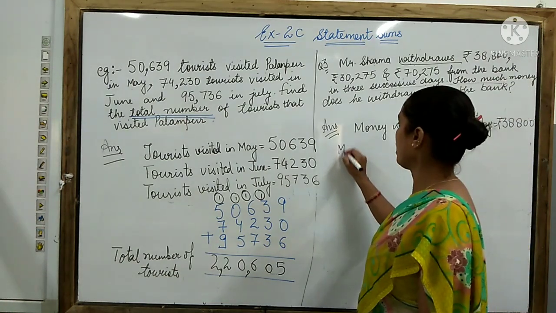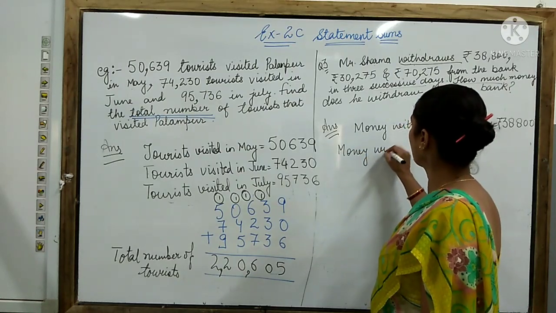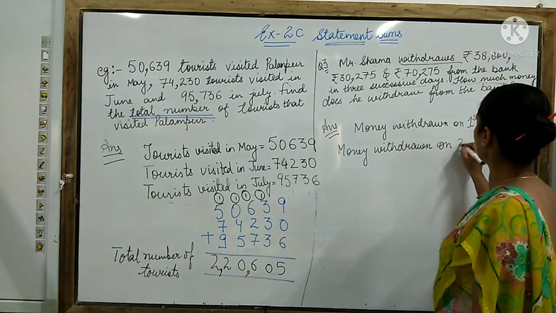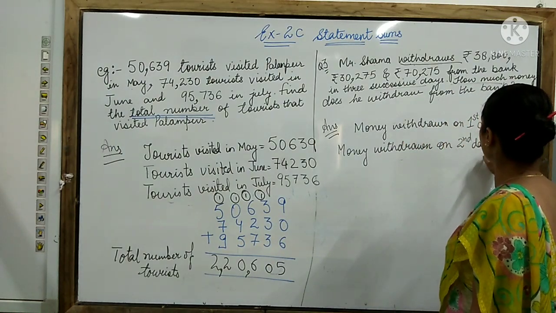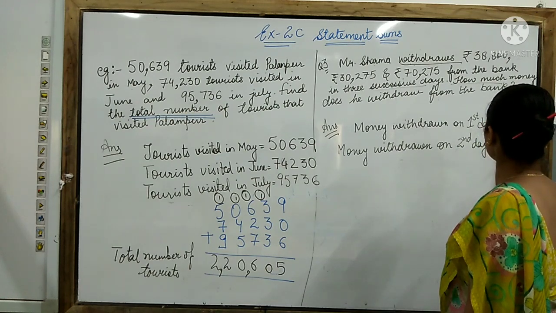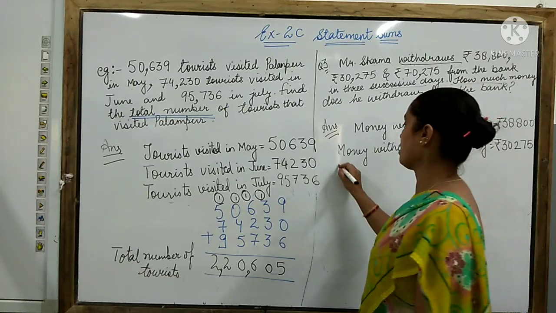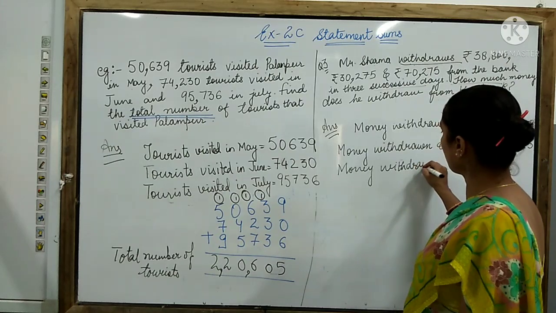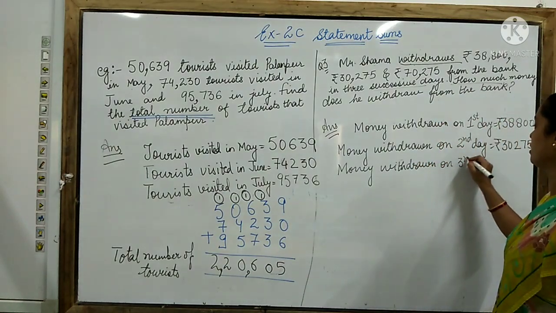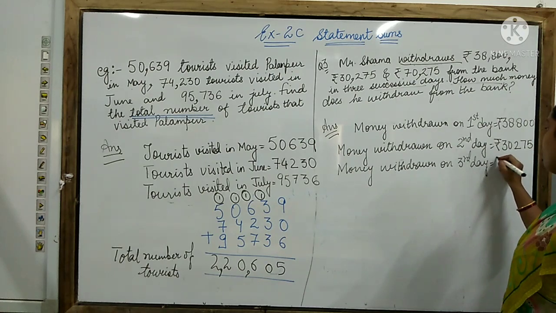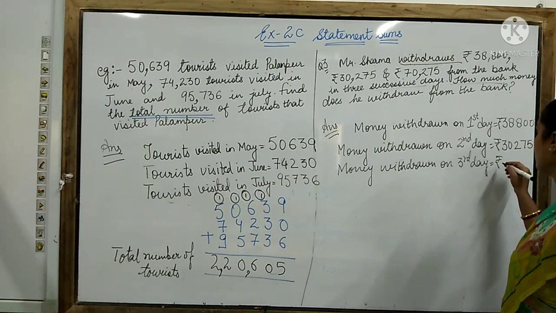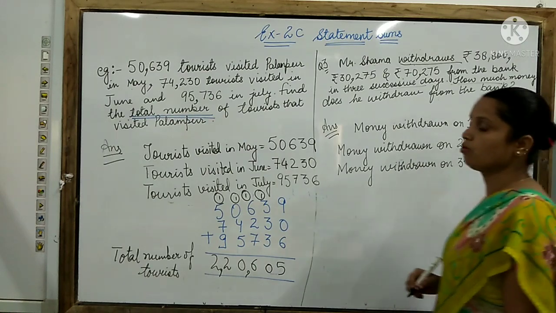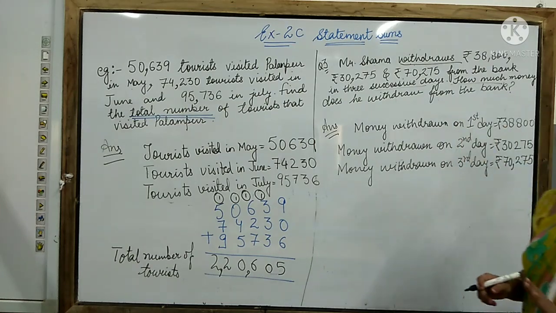Then again money withdrawn on second day is rupees 30,275. Similarly, the last statement, because he has withdrawn the money in 3 days, so we will be writing all the 3 days' details. If you don't write even one statement, marks will be cut.